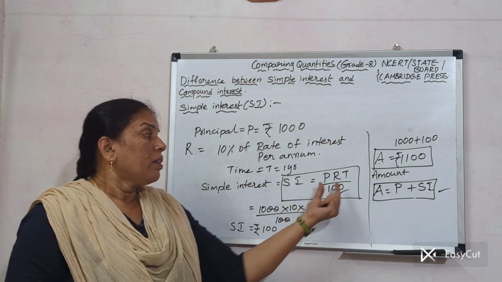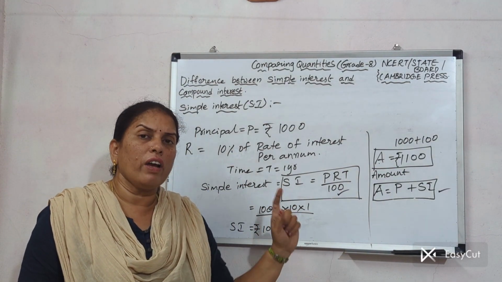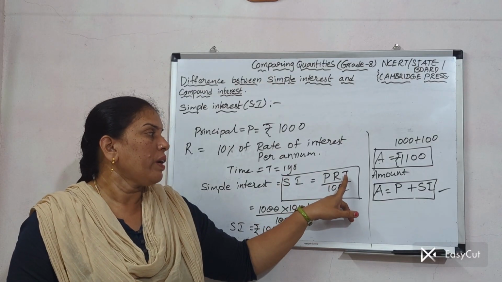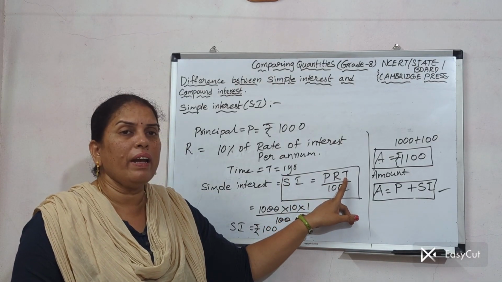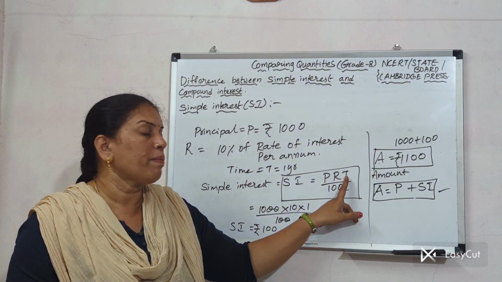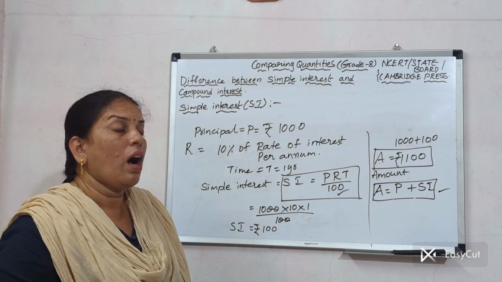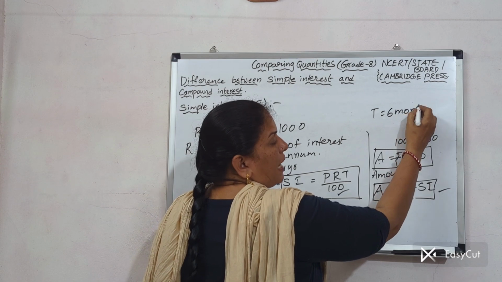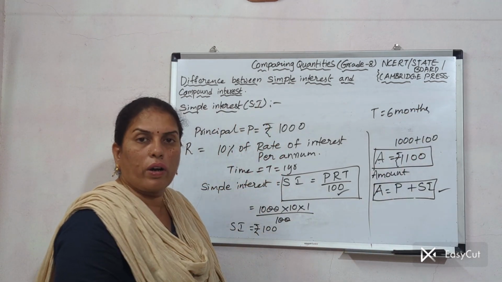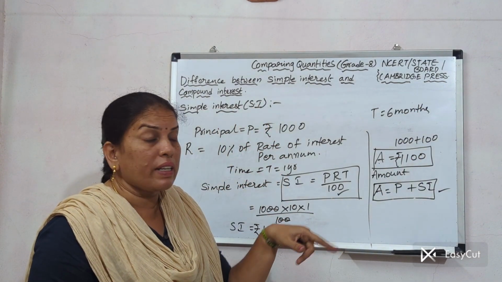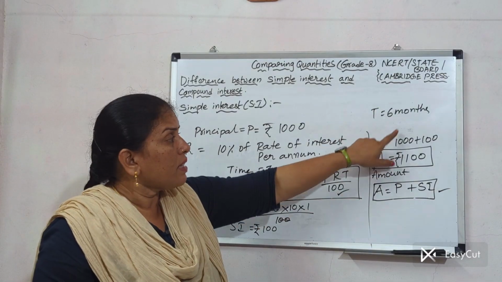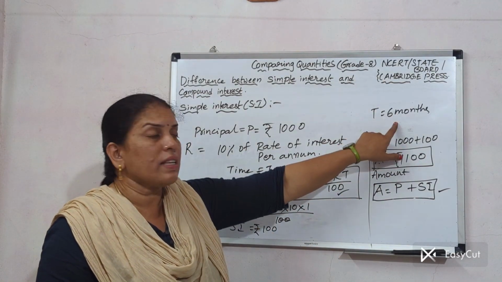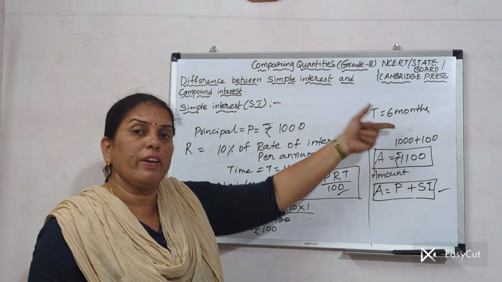Remember children, in simple interest, while we are finding simple interest, we have to write time in years only. Time should be mentioned in years only. How? If the time is 6 months they gave. Time is 6 months. How much time did that person give? 6 months they gave. Is that in years? No, this is in months. Convert this into years.